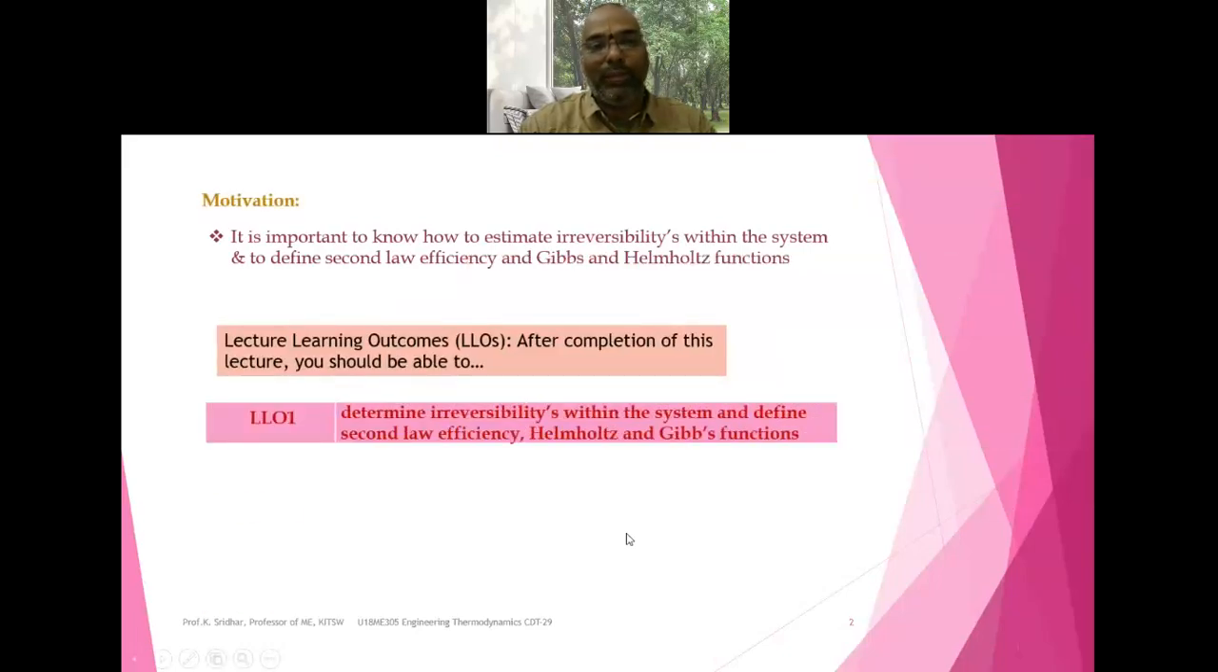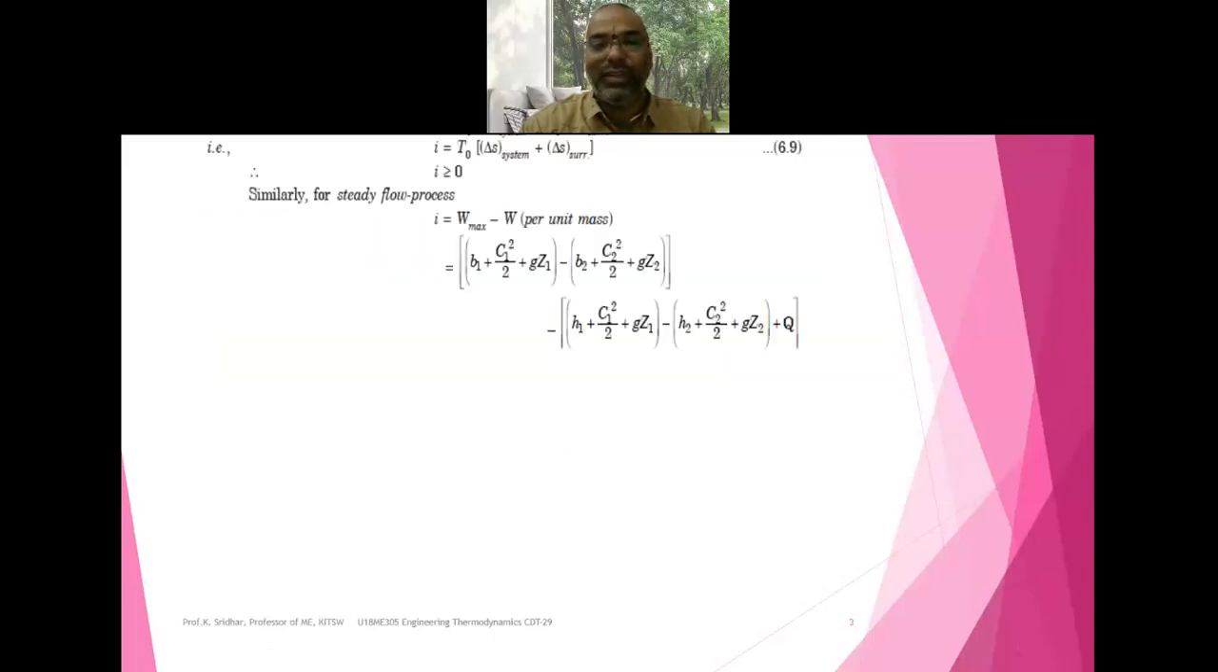So the outcome of today's lecture is that you should be in a position to determine irreversibilities within the system and define second law efficiency, Helmholtz function and Gibbs function.